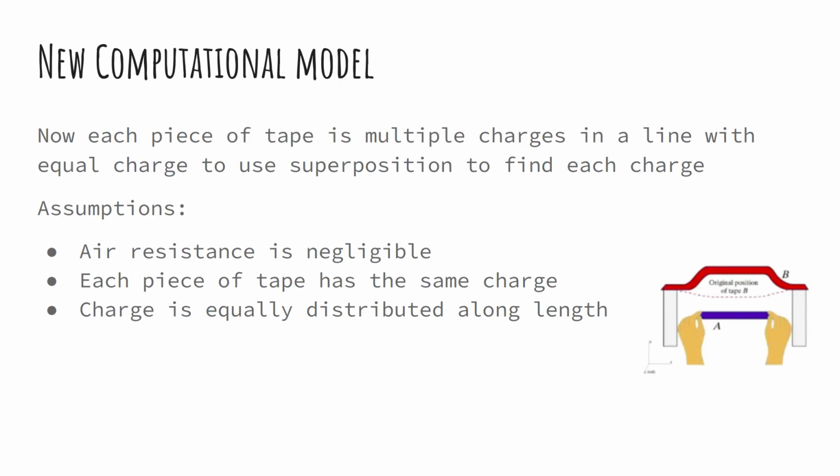So each piece of tape is essentially multiple charges in a line. I've already talked about this, right? Some of the assumptions that we're making here are that air resistance is negligible, each piece of tape has the same charge, and the charge is equally distributed along the length for our new model.